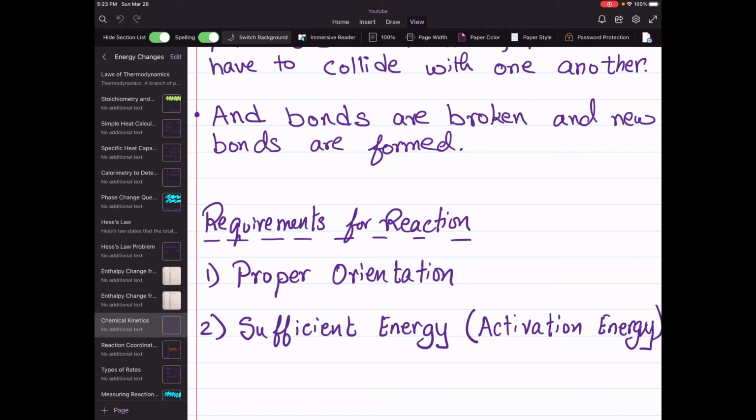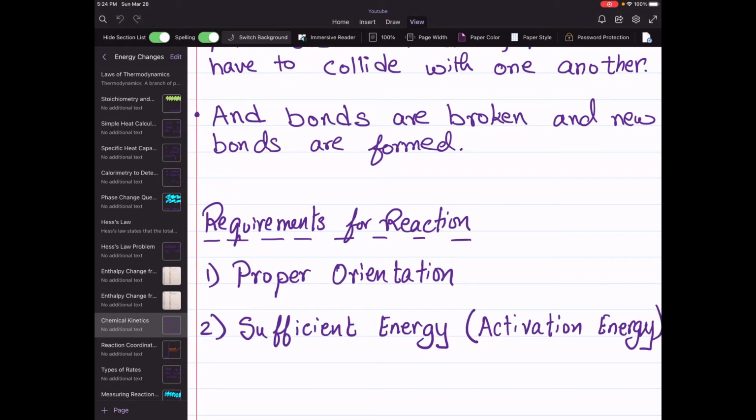Well, proper orientation has to do with the collision happening at the right side or the correct location of the molecule, on the other molecule where it is trying to create a bond. If a molecule collides with the other molecule in the wrong place, that collision will not produce a product. And that is why proper orientation is significant. When two molecules are interacting or reacting, the collision has to take place at the proper orientation. Right, so that's the first part.